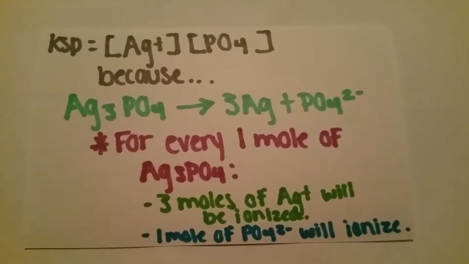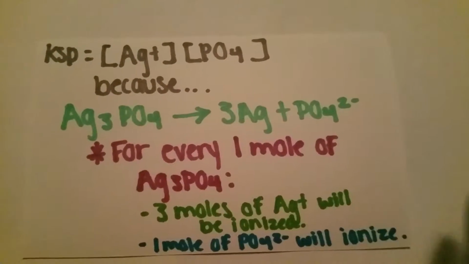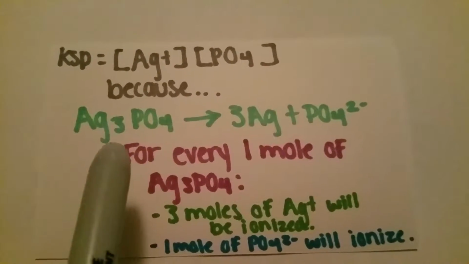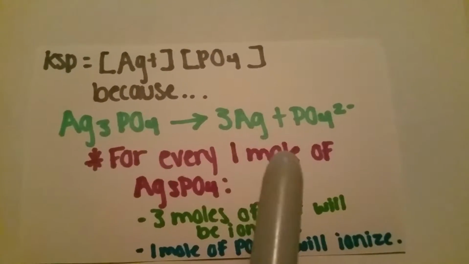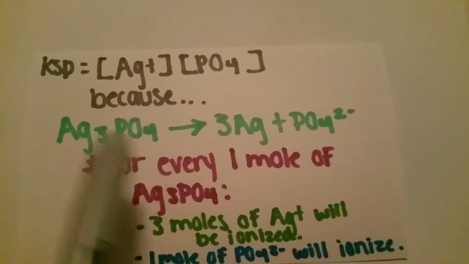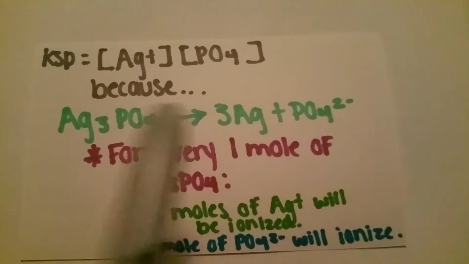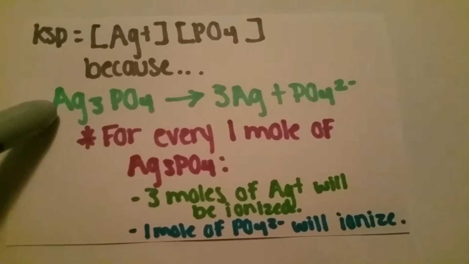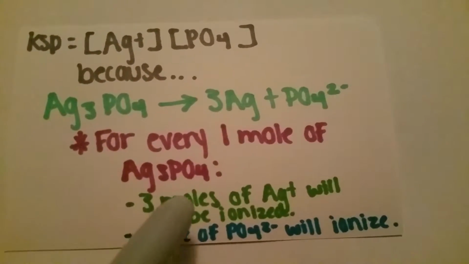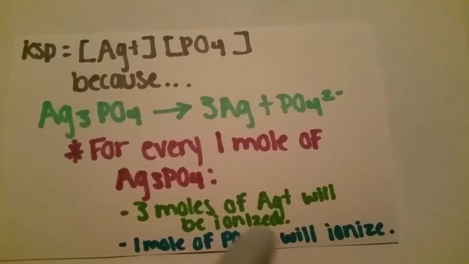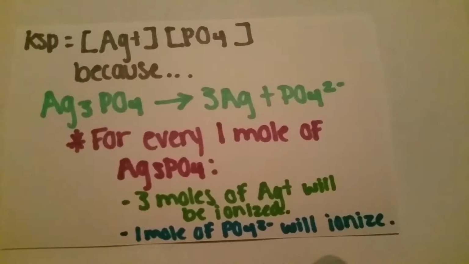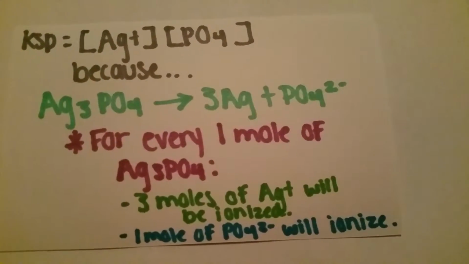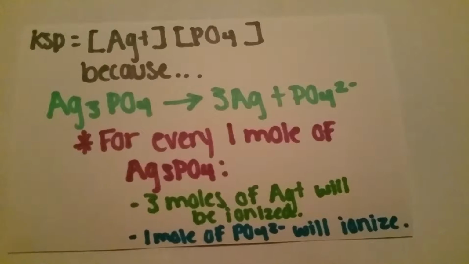Since we know that we are working with silver phosphate, we can actually set up a chemical equation. Ag3PO4 yields 3Ag+ plus PO4 3-. So we can plug in our Ag and our PO4 here. This equation tells us that for every 1 mole of Ag3PO4, 3 moles of Ag will be ionized and 1 mole of PO4 will ionize. So these values tell us a lot of information for our problem.